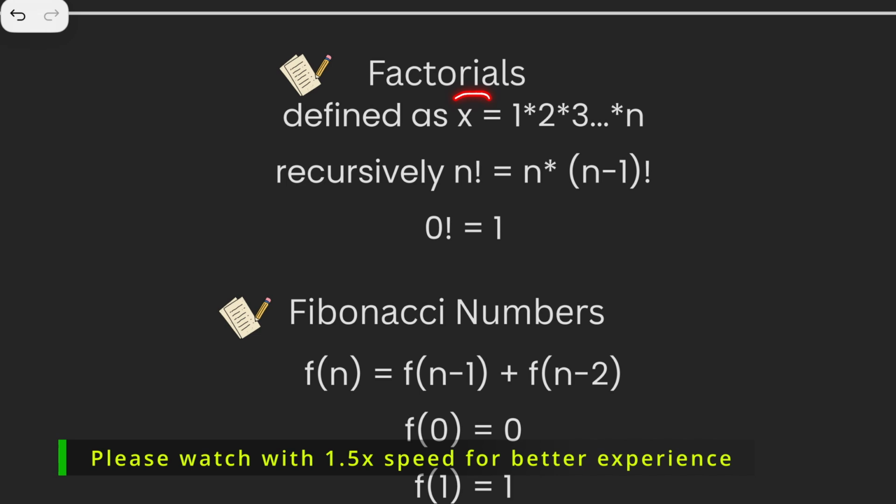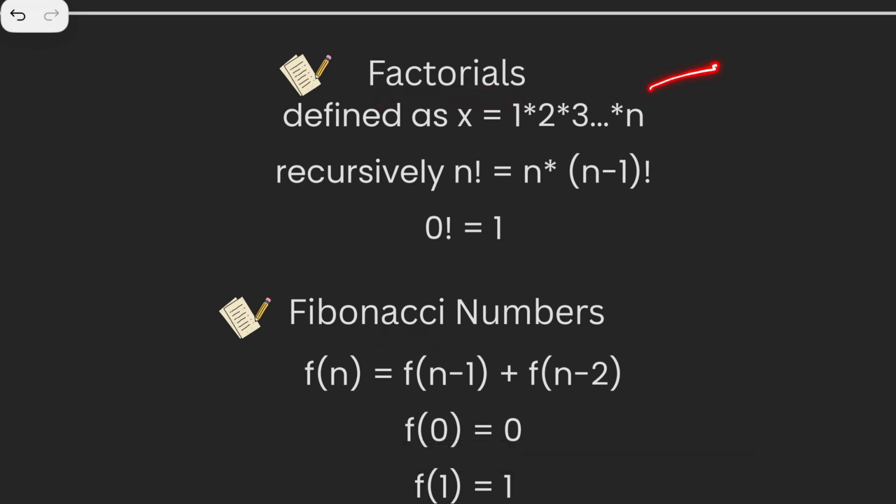Let's look at the factorials and Fibonacci numbers. So what is factorial? n factorial is defined as 1 into 2 into 3 till n. By the definition, we can say recursively n factorial is going to be n into (n minus 1) factorial. This is how we denote the factorial, with this exclamation sign. 0 factorial is going to be 1. That's the base condition for this recursion.